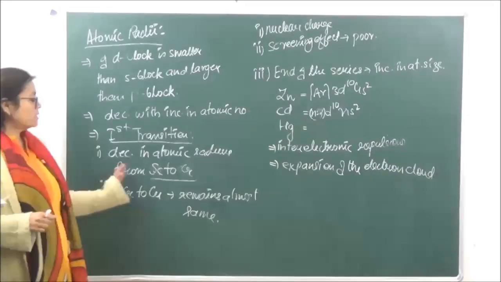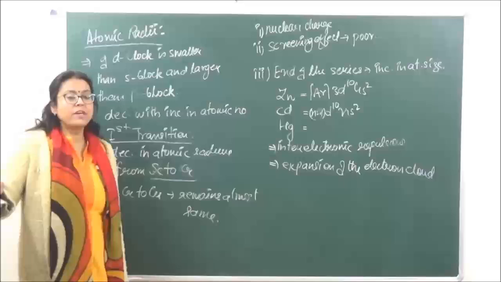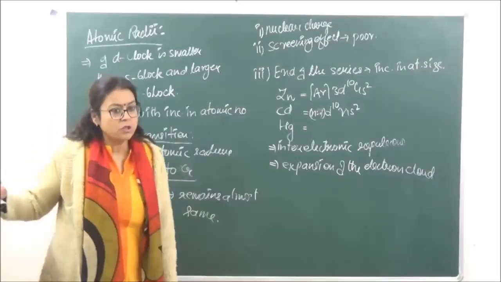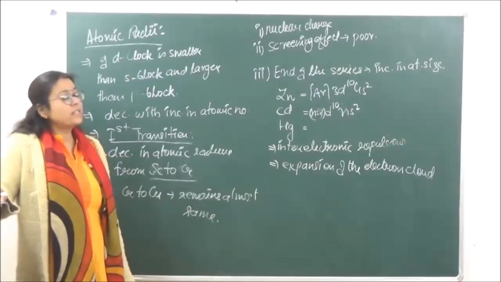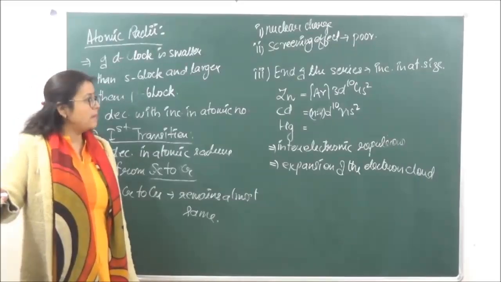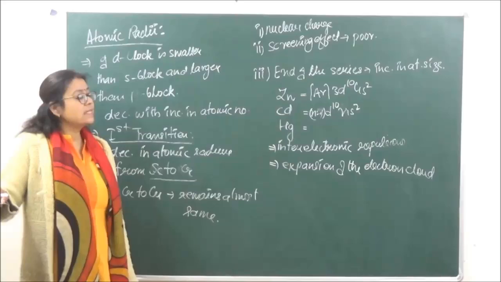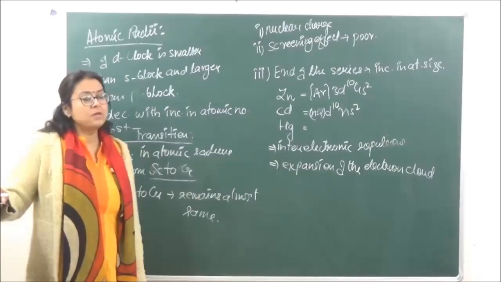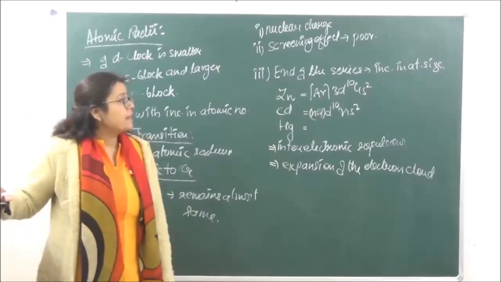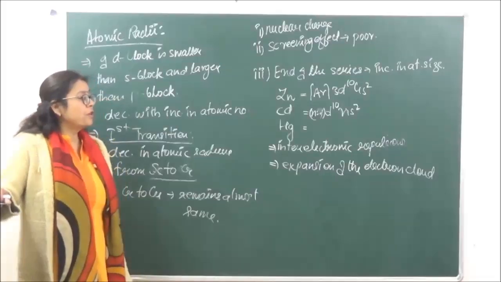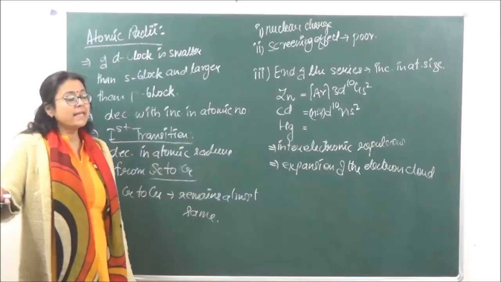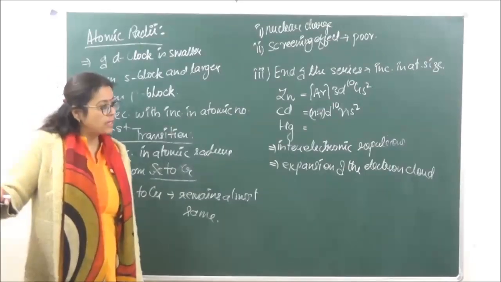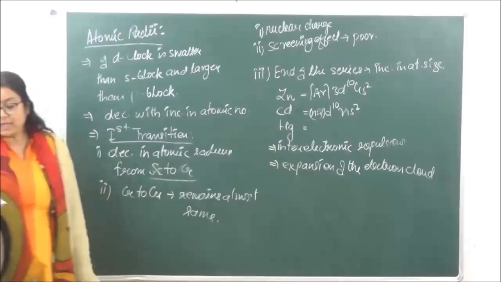When we are talking from scandium to chromium, the size is going to decrease because of increase in nuclear charge. Chromium to copper remains the same because the nuclear charge and the screening effect become the same. Thirdly, at the end of the series, the last member, there is going to be a slight increase in the atomic radius. That is because of fully filled electronic configuration, which results in inter-electronic repulsions, resulting thereby in expansion of the electron cloud and hence increase in size.